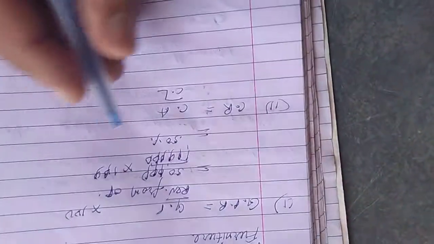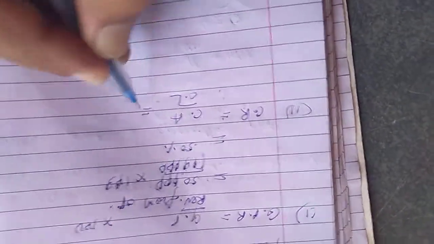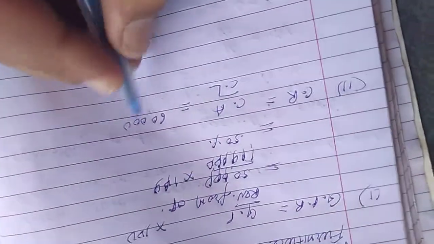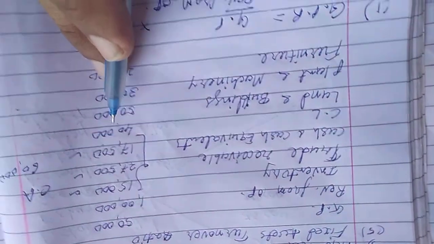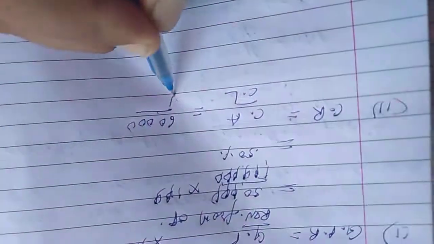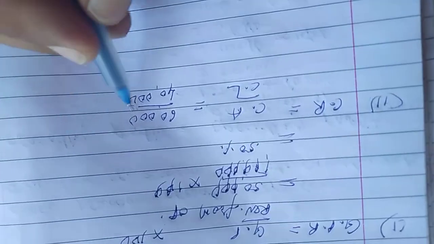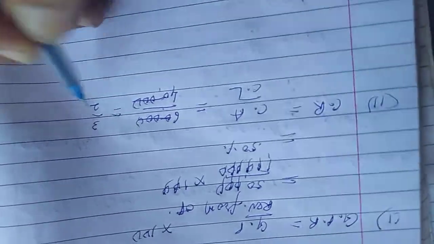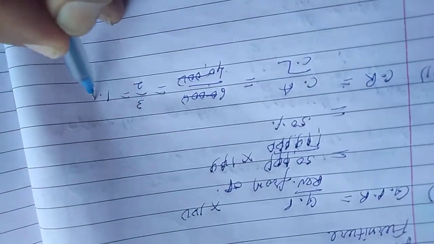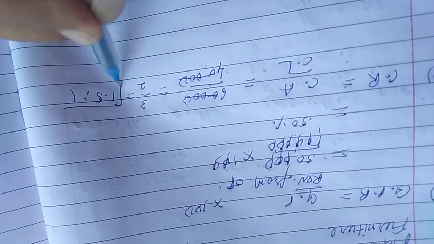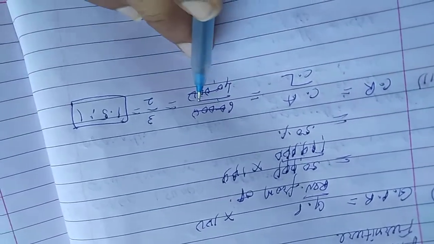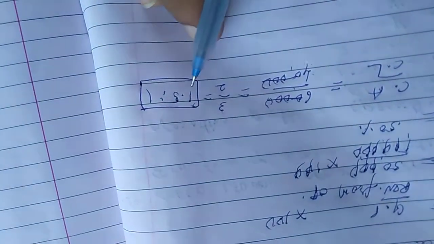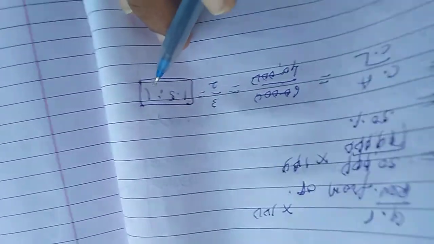So in the formula we put these amounts. Current asset is 60,000 upon current liability, which is already given, 40,000. So 60,000 upon 40,000: 40 cut 40, 6 upon 4, so 3 upon 2. 3 divided by 2 is 1.5. So 1.5 to 1 is the current ratio.